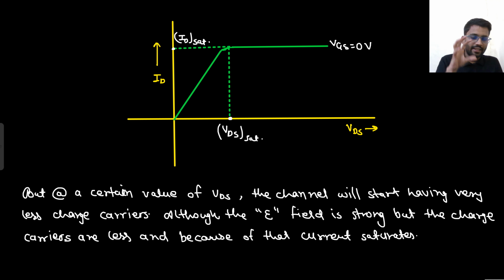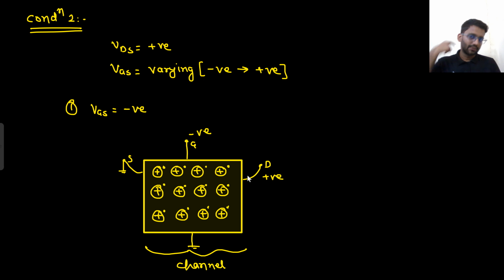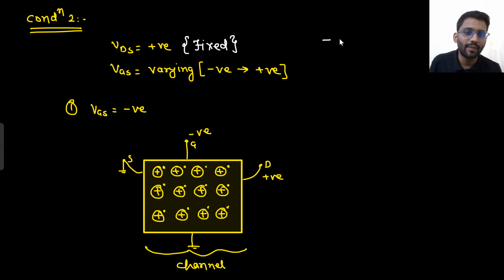Now we have seen the effect of VDS and increasing VDS. Now we will see the effect of VGS. What will happen if I apply VGS? So now VDS is positive, that is fixed. Now I will vary my VGS from negative potential. I can vary my VGS from -5 to +5. Initially VGS was 0, but now I am varying it from -5 to +5. So what happens, I will see.